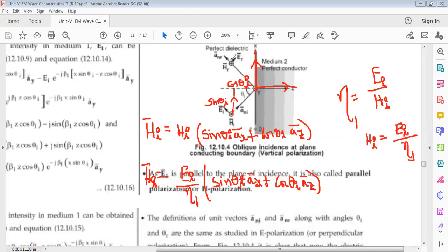So similarly, you can find the reflection also. HR is equal to... So let us see whether the equation we wrote is right or wrong.